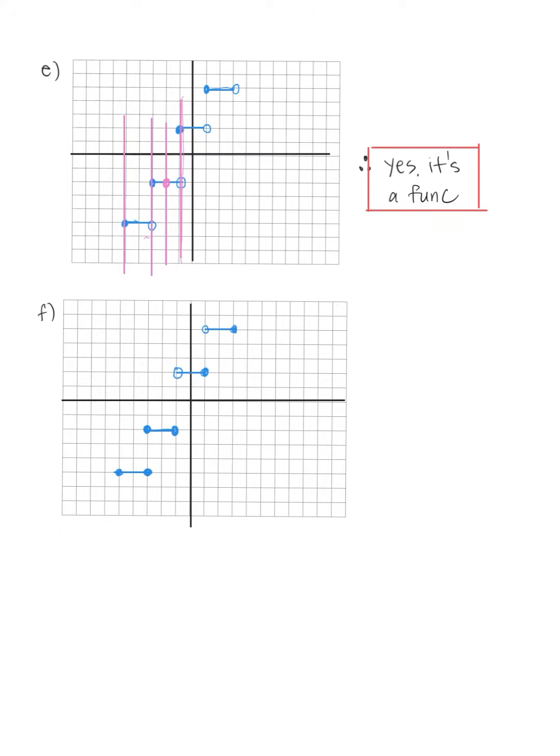All right, now let's try F. What do you think? I say no because, let's see, if I draw the vertical line through here, do you see that my vertical line intersects the graph at 2 points precisely? Precisely, let me just change up the color, here and here. So right there violates the fact that this is going to be a function of x.